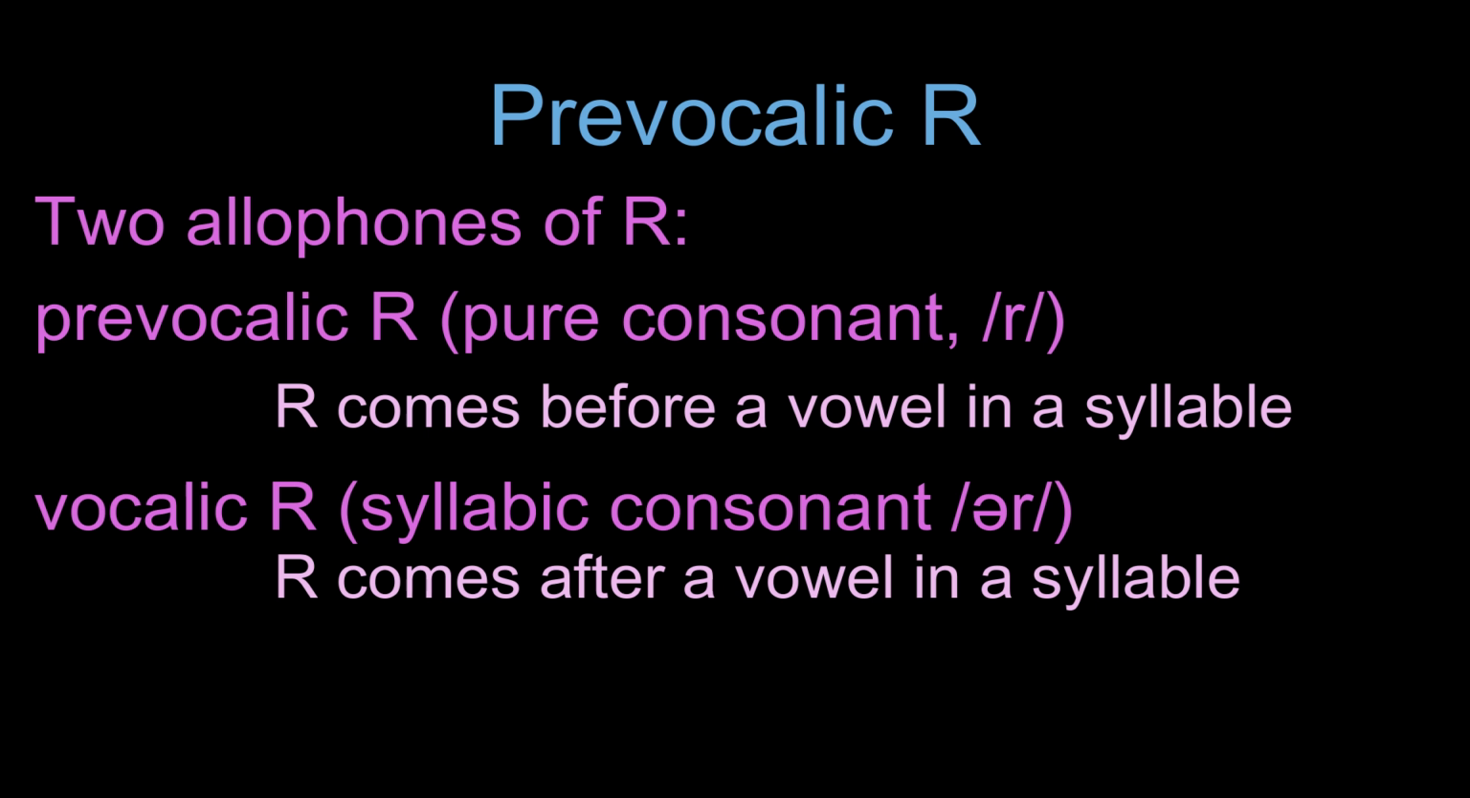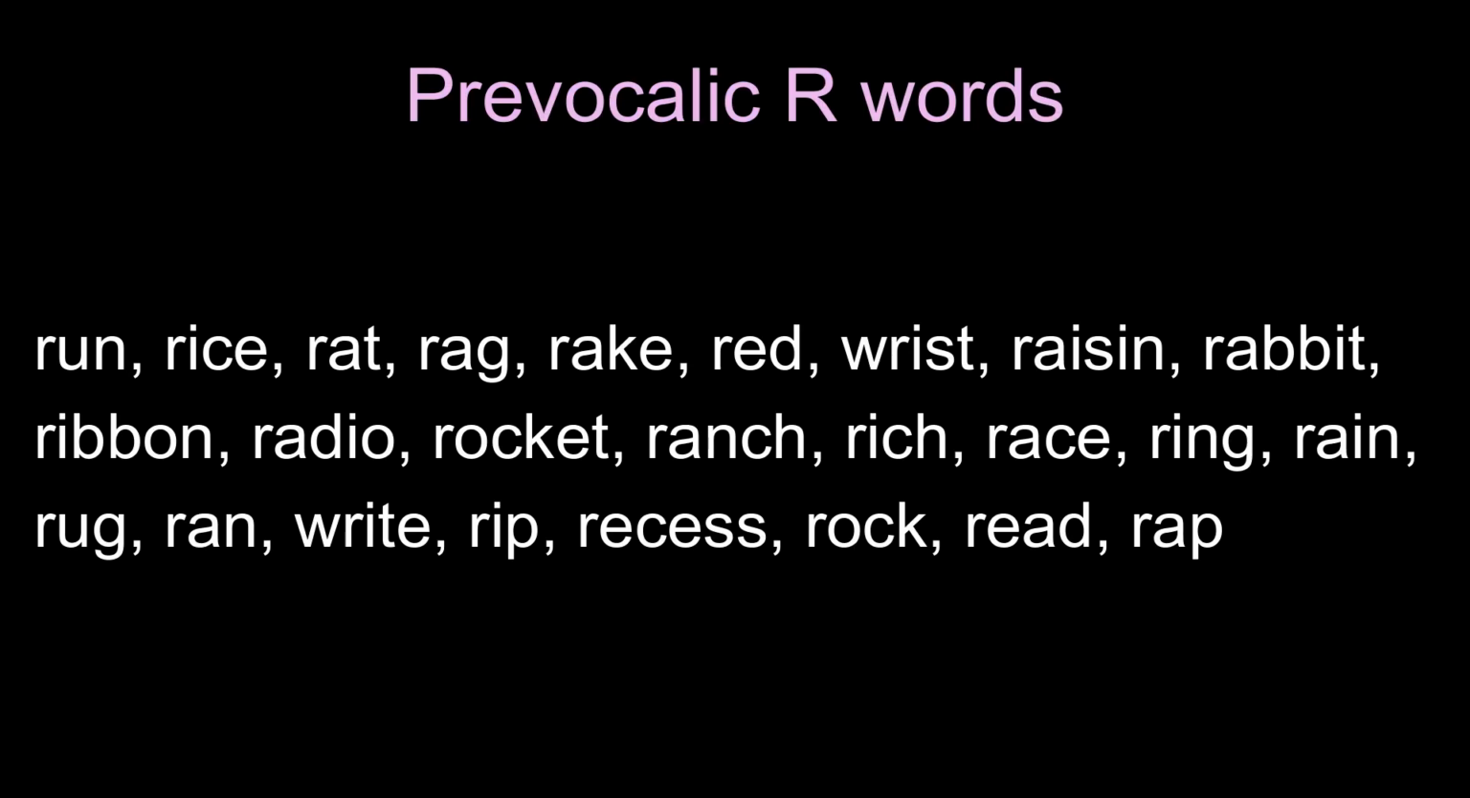Prevocalic r words. These words begin with a prevocalic r, that is, a consonant r sound. Run, rice, rat, rag, rake, red, wrist, raisin, rabbit, ribbon, radio, rocket, ranch, rich, race, ring, rain, rug, ran, right, rip, recess, rock, read, rap.